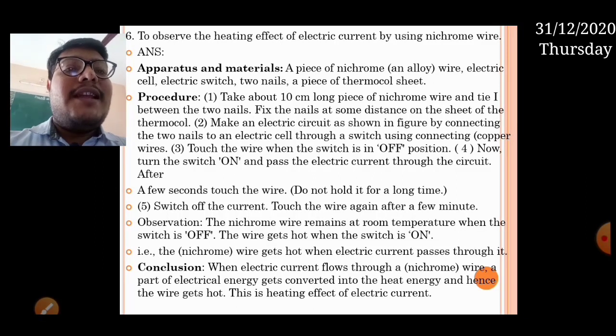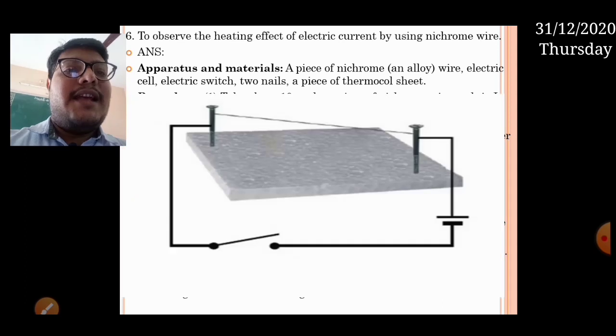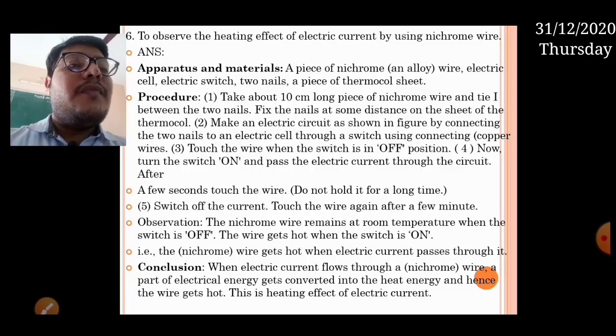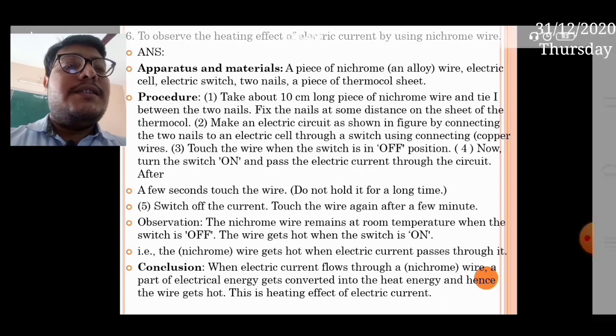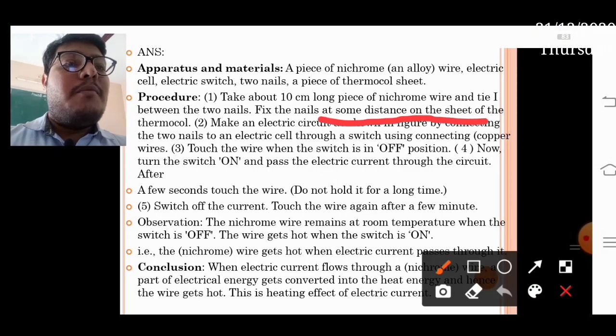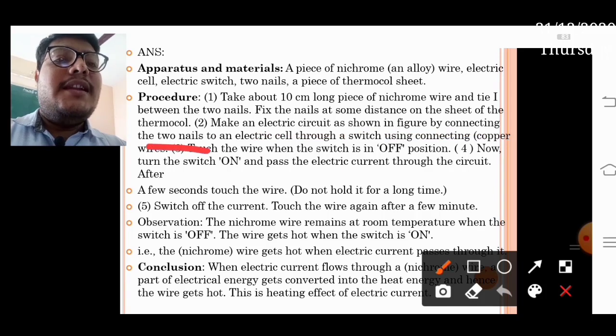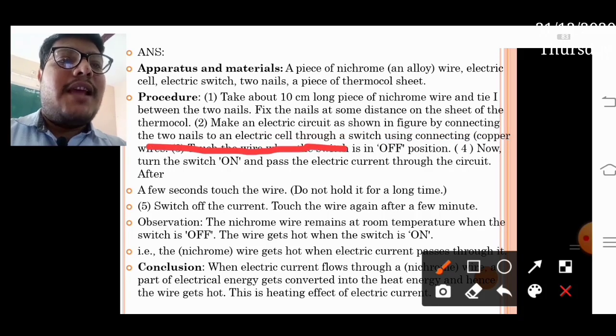Take about a 10 centimeter long piece of nichrome wire and tie it between two nails, as you can see here in the figure, that the nichrome wire is between two nails, right? Now you have to fix those two nails at some distance on that thermocol sheet. Now make an electric circuit as shown in the figure by connecting the two nails to the electric cell through the switch, right, as shown in the figure.